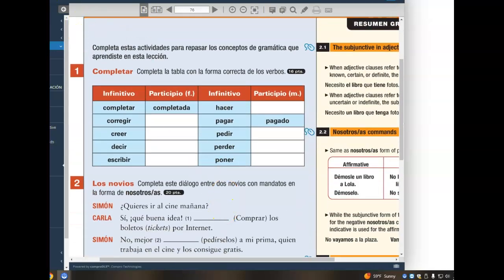All right, for activity 1, all you have to do is complete the table with the correct past participle of every verb that's provided there. If the infinitive doesn't show on page 73 as being irregular, then you can assume that it's regular, and in doing so, remove the AR, ER, and IR with the past participle endings ado for AR verbs and ido for ER and IR verbs. Correct answers for part 1: corregido, creído, dicho, escrito, hecho, pagado, pedido, perdido, and puesto.